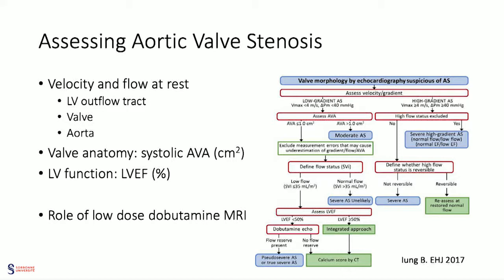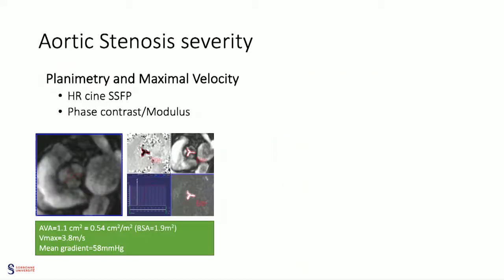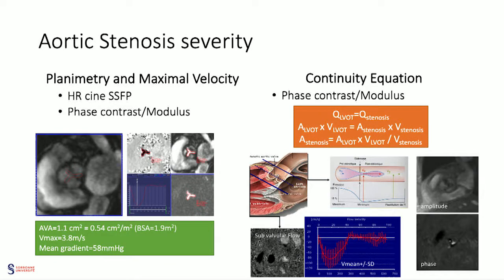Now for aortic valve stenosis, the aortic valve is actually segment 0 of the thoracic aorta. Of course, we can assess velocity and flow at rest and valve anatomy, and also LV function. We don't know about the role of low-dose dobutamine MRI in this particular setting, but indeed, MRI is not the first-line modality, of course. Doppler is the first-line modality, but in some cases, it can be very interesting in complex cases to use MRI.